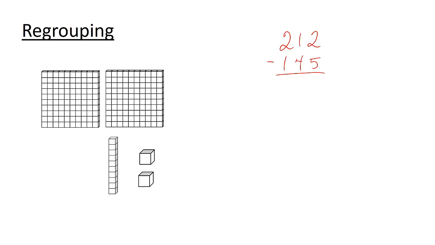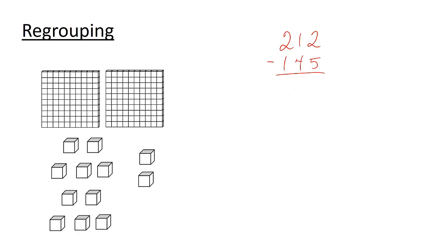Let's start in the units column. I have 2 units in the model, but I need to take away 5. So what should we do? Well, what we're going to do is go to the 10 block that we have and break it up into its individual units. So what does that look like inside of our standard algorithm? Well, I've removed 1 ten, so now I have 0, and I've added 10 of these objects to the units, so now I have 12 units altogether. Now we can take away 5 units, and we count how many we have left over. In our case, we have 7.